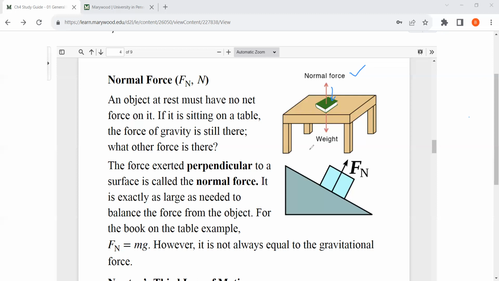We will be doing at least one problem explaining this in the next lecture. But for the simple case, normal force and weight are equal and opposite to each other, but it is not always the case.